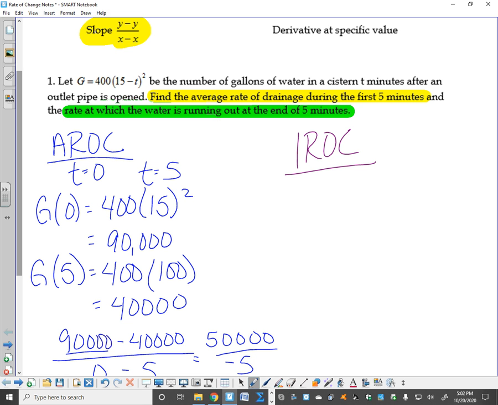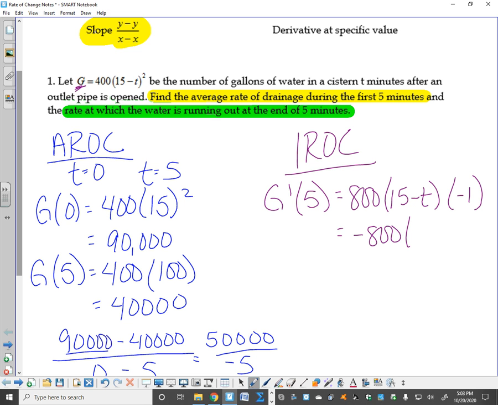So guys, what I'm looking for, now this function is called g, so I'm looking for g prime at 5. I'm looking for the instantaneous rate of change at 5 minutes. So bring the 2 down. And then I've got the derivative of the inside. There we go. So negative 800 times 15 minus t.